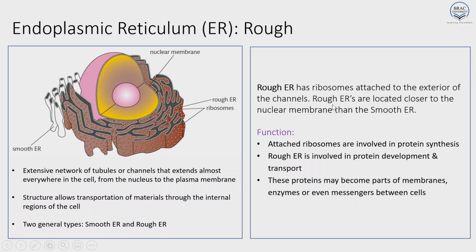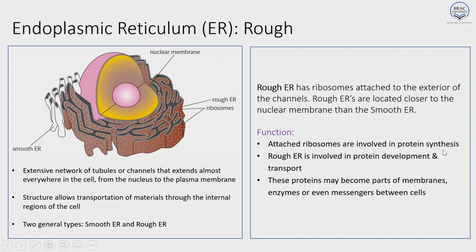So rough ER, we know that it has ribosomes attached to the exterior of the channels. So these tiny dots are ribosomes. And the rough ERs are located closer to the nuclear membrane than the smooth ER, as we can see. So the function of the rough ER: attached ribosomes are involved in protein synthesis.